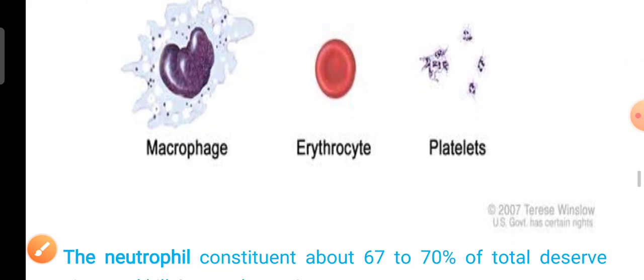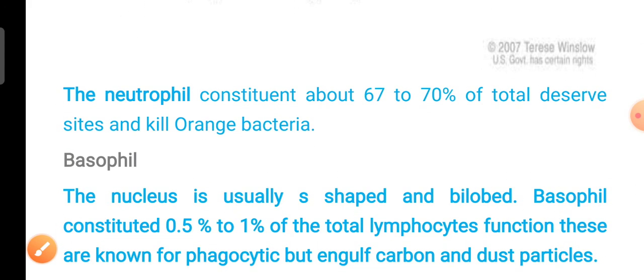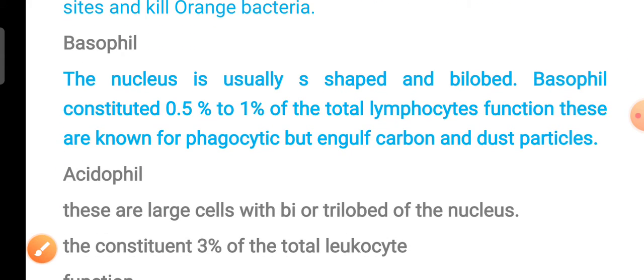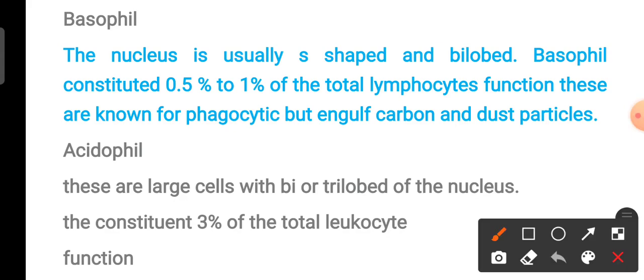Okay, so another one is written here, you can note down this point. Neutrophil, I talked about, is 67 to 70% of the total constituent of the WBC, you can see there. And another thing is the basophil, which I have talked about. There is also the acidophil, but the basophil is 0.5 to 1% present in the WBC.